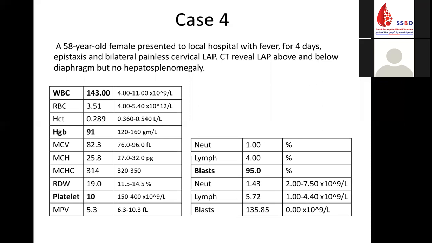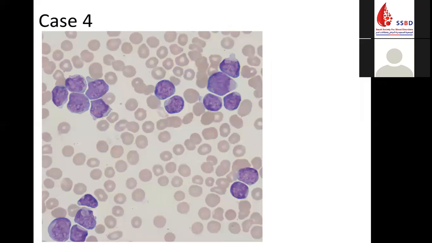Okay, case number 4 is a 58-year-old female presented to a local hospital with fever for 4 days, epistaxis, and bilateral painless cervical lymphadenopathy. CT reveals lymphadenopathy above and below the diaphragm, but no hepatosplenomegaly. Hyperleukocytosis, anemia, and marked thrombocytopenia, and also you have circulating blasts by CBC. So lymphadenopathy, blasts, anemia, thrombocytopenia, and hyperleukocytosis.